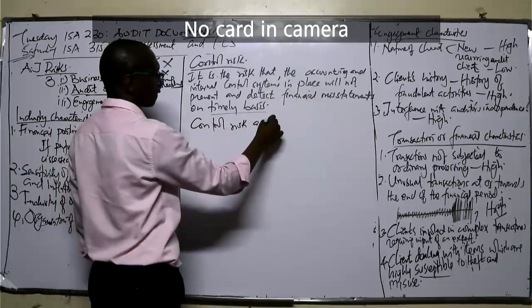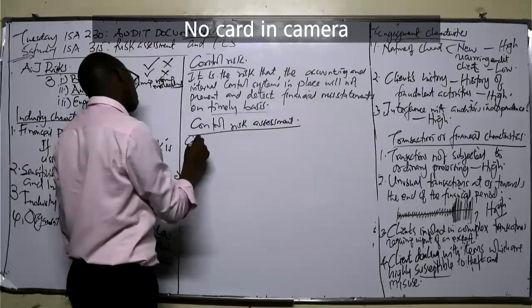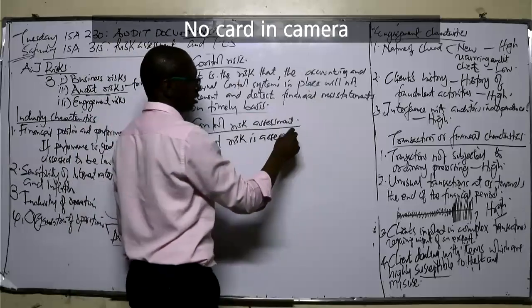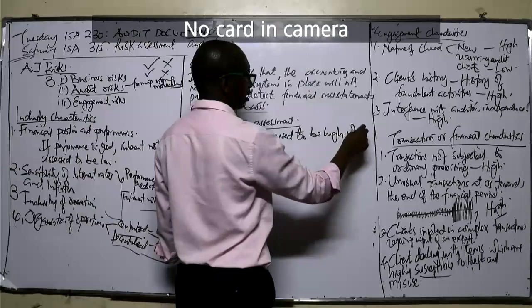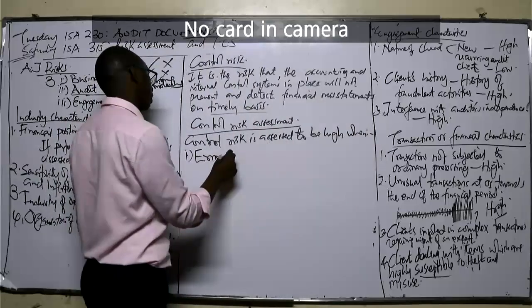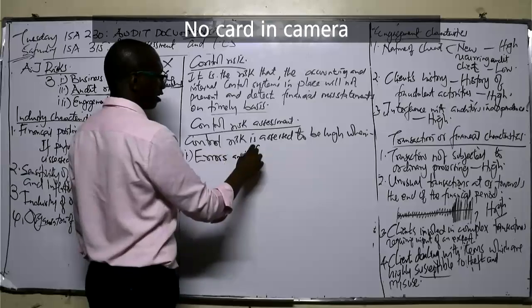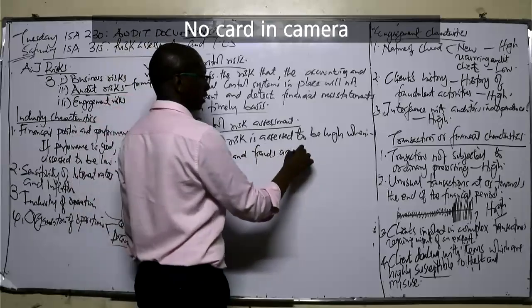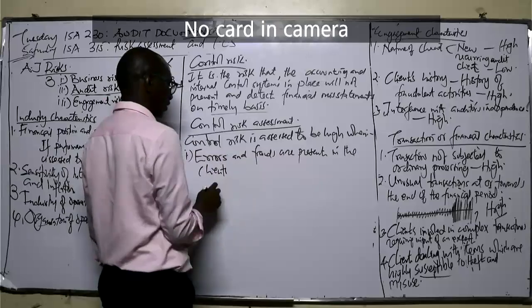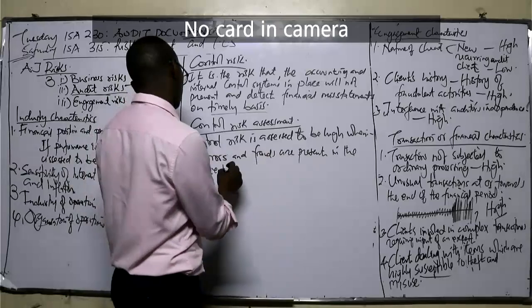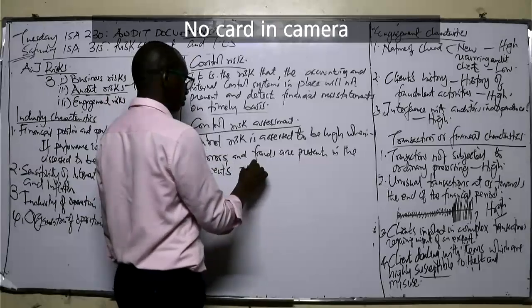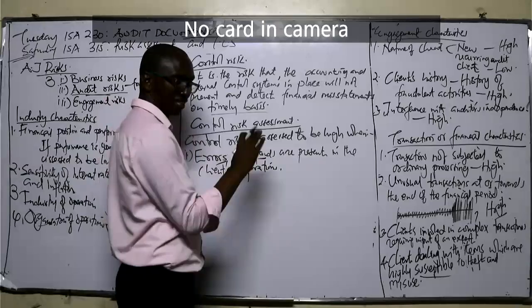Control risk is assessed to be high when, number one, errors and frauds are present in the client systems, in the client operations. When you find that there are errors and frauds, that's outright.